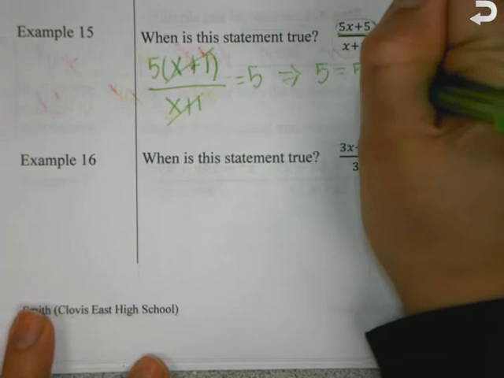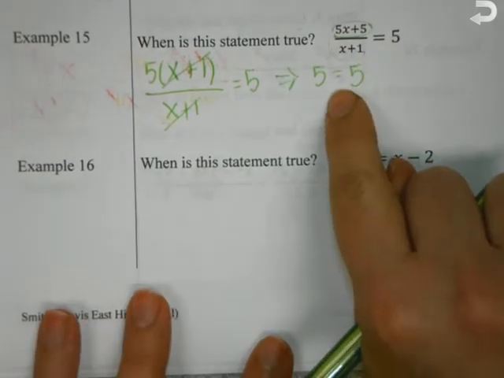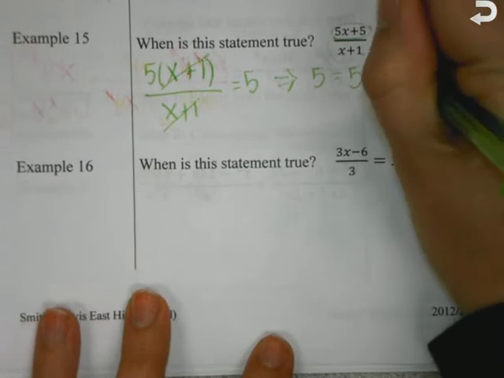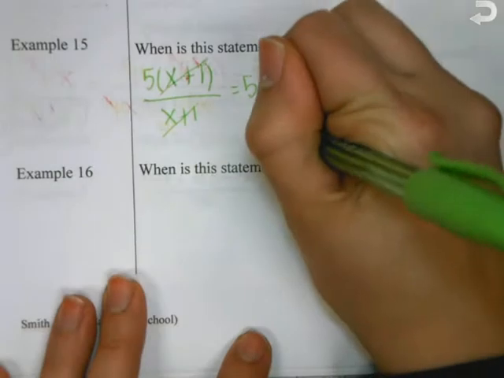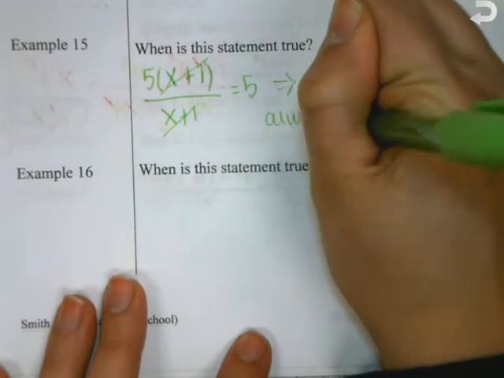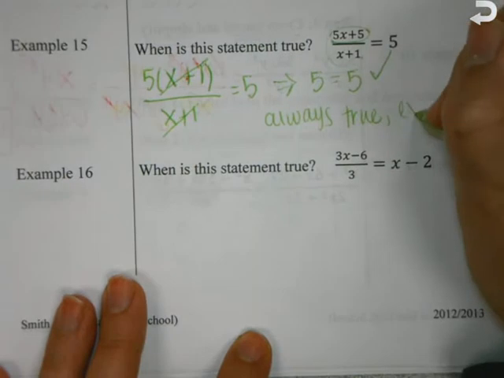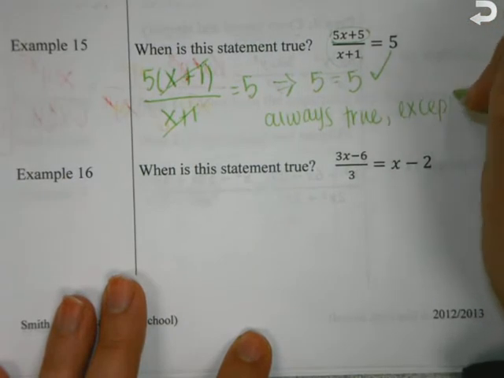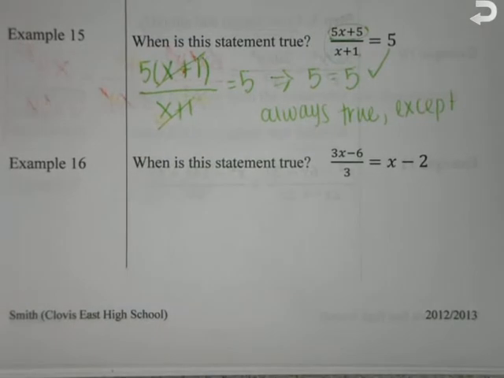There is one exception though. Can anybody think of what the exception might be? Is it negative? If it's negative 5 on top... Take a look at the denominator, guys. What is never allowed in the denominator? You can have a negative in the denominator. What are you not allowed? Zero. You are not allowed to have 0 in the denominator.